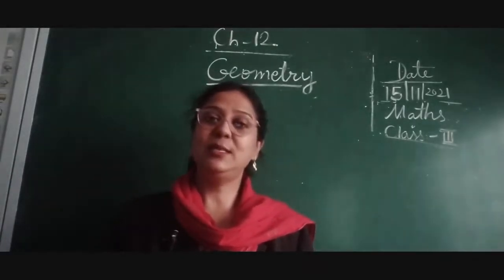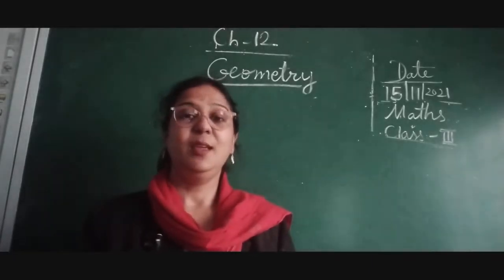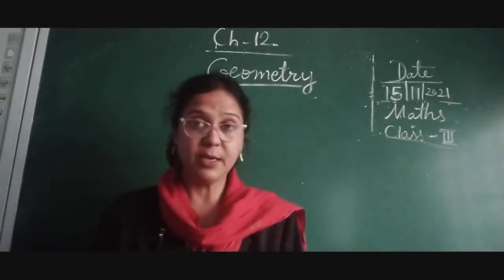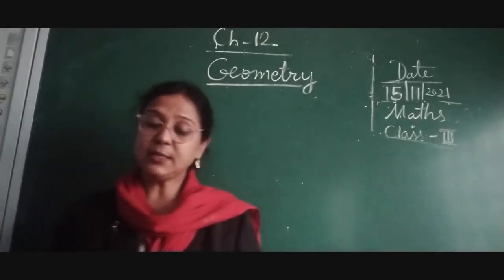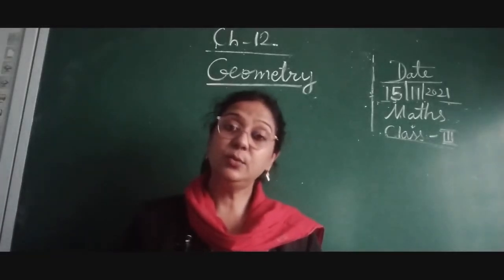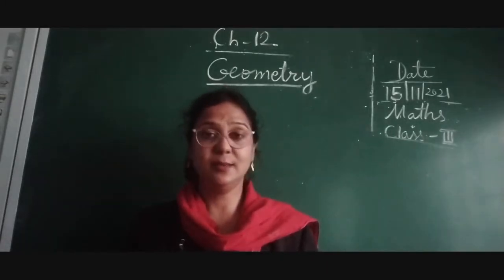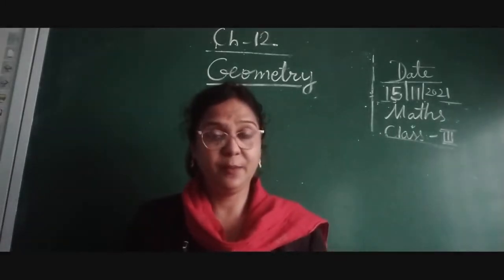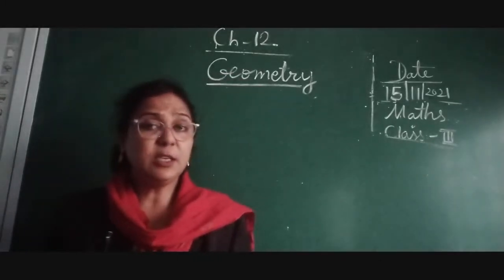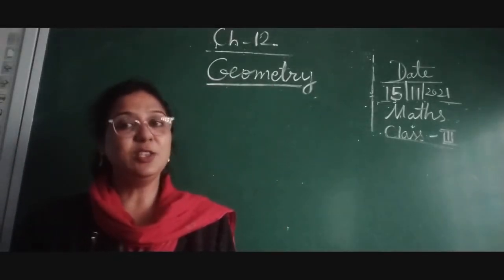Children, today we are going to start chapter number 12, Geometry. Geometry is one branch of arithmetic, and it is concerned with properties of space related to shapes, distance, and size. These are all called geometry. In other words, we can also say geometer. So this is called geometry.